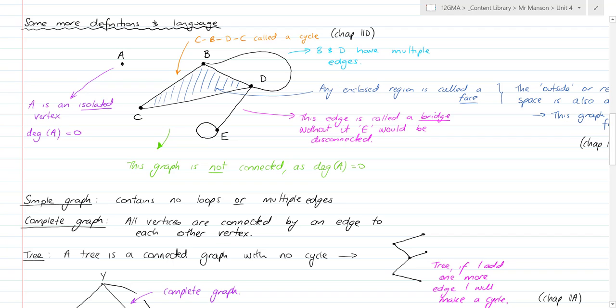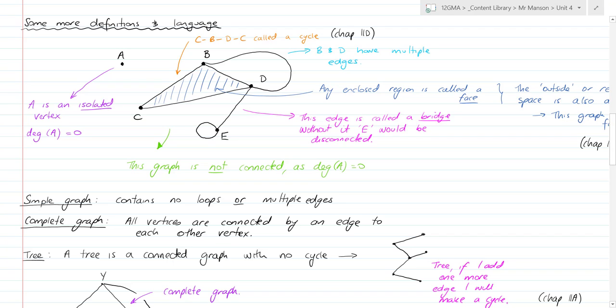Now that's going to be important later on because there are going to be some definitions, certain types of graphs that can't have a certain name because they have multiple edges or they have loops or something like that. So you need to be looking and noticing those multiple edge situations.